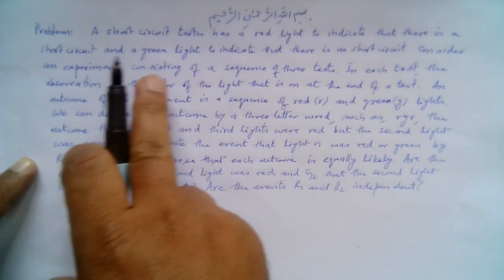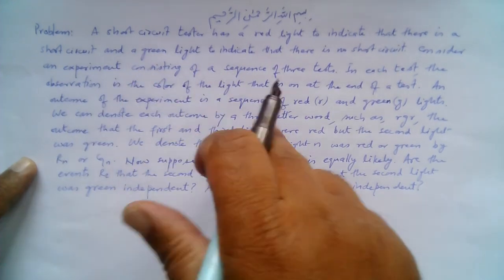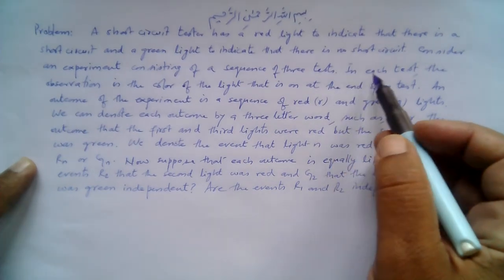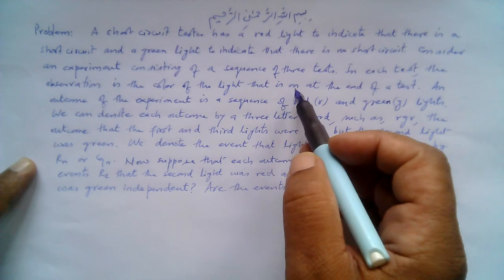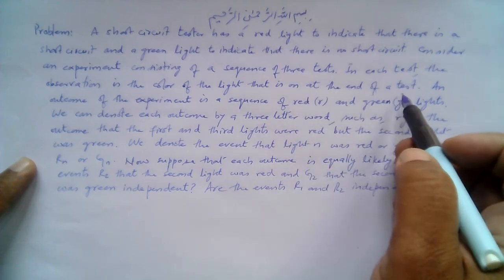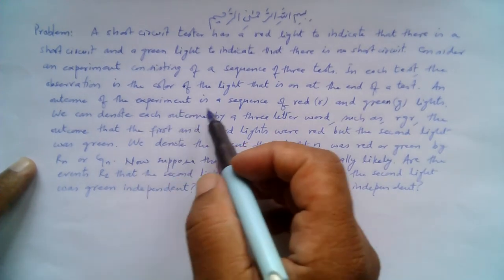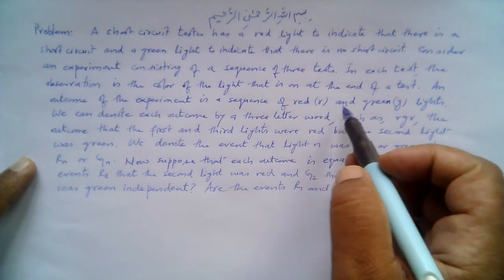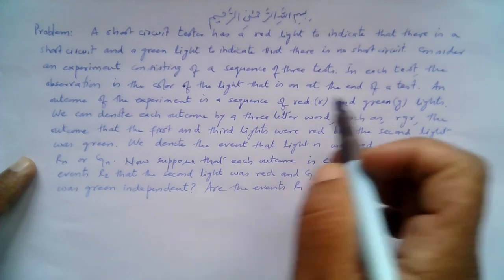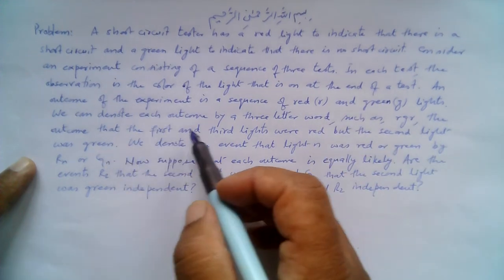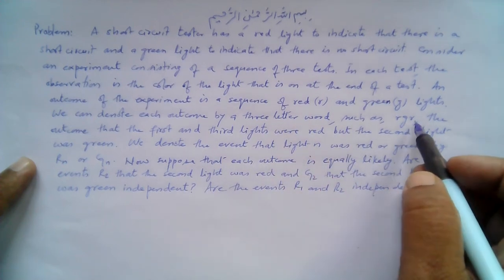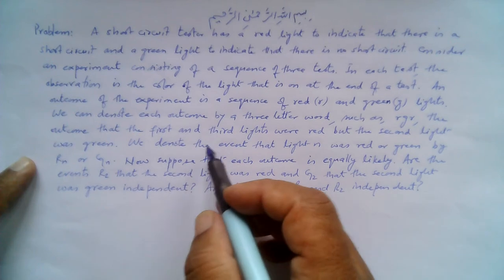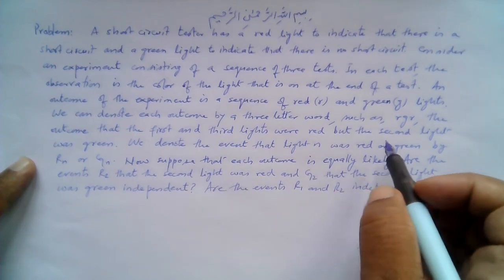So consider an experiment consisting of a sequence of 3 tests. In each test, the observation is the color of the light that is on at the end of a test. An outcome of the experiment is a sequence of red and green lights. So we can denote each outcome by a 3-letter word such as RGR, the outcome that the first and third lights were red but the second light was green.